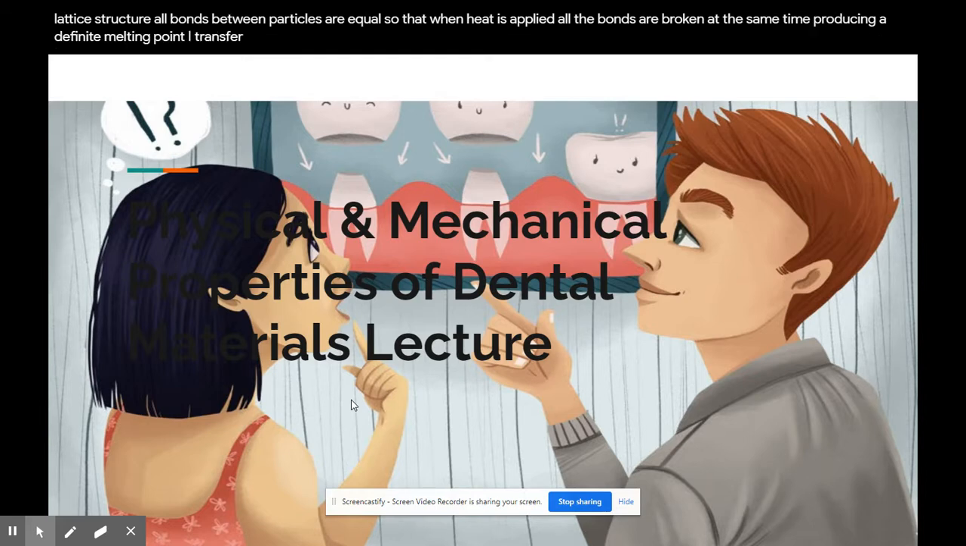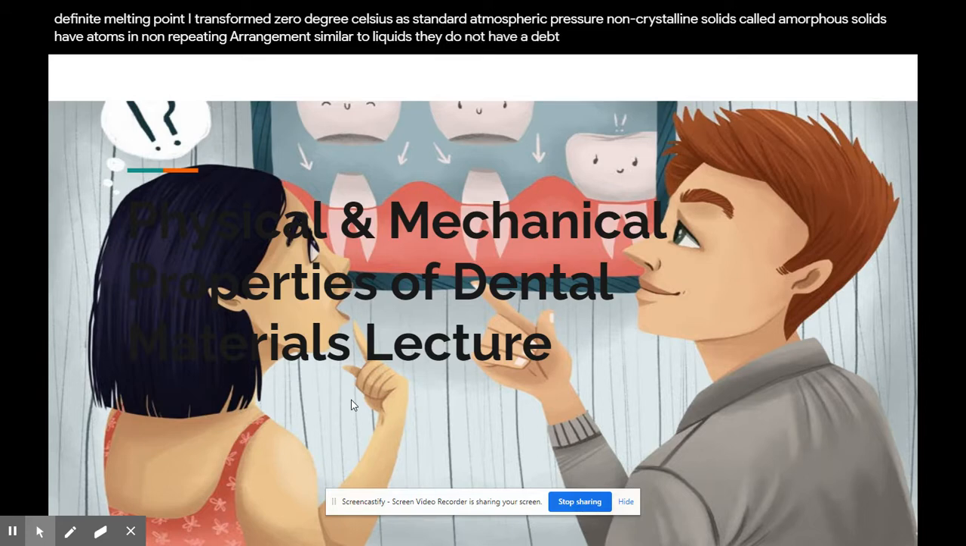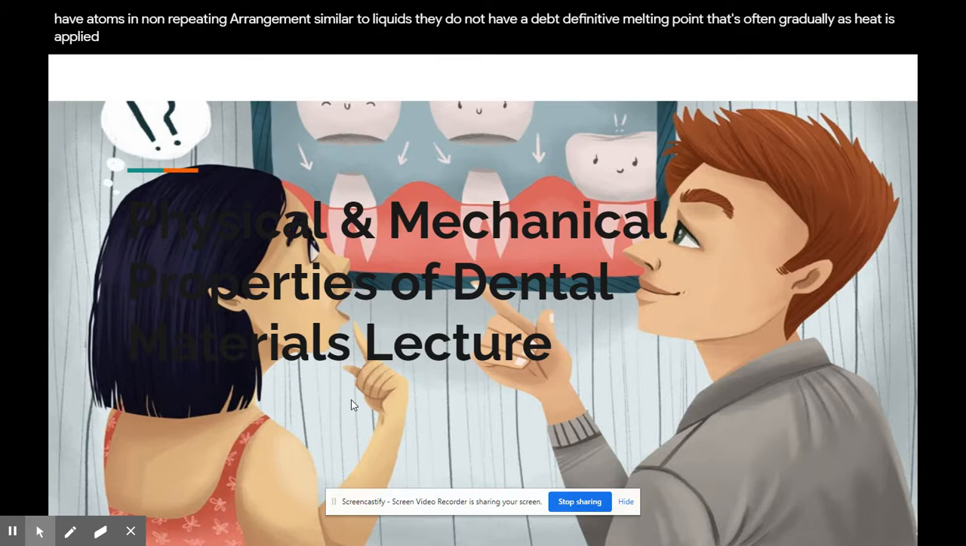Ice transforms from a solid state to a liquid state at a melting point of 0 degrees Celsius at standard atmospheric pressure. Non-crystalline solids called amorphous solids have atoms in non-repeating arrangements similar to liquids. They do not have a definite melting point but soften gradually as heat is applied. Examples of amorphous solids include many dental waxes and glass-type ceramics.